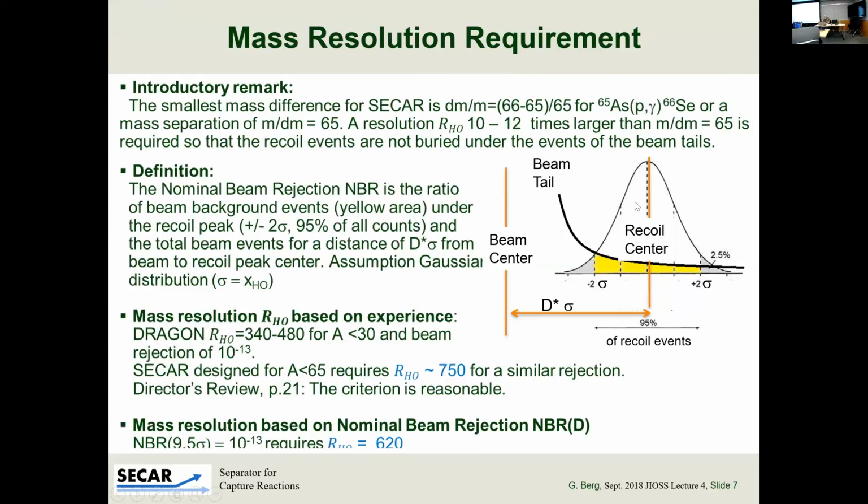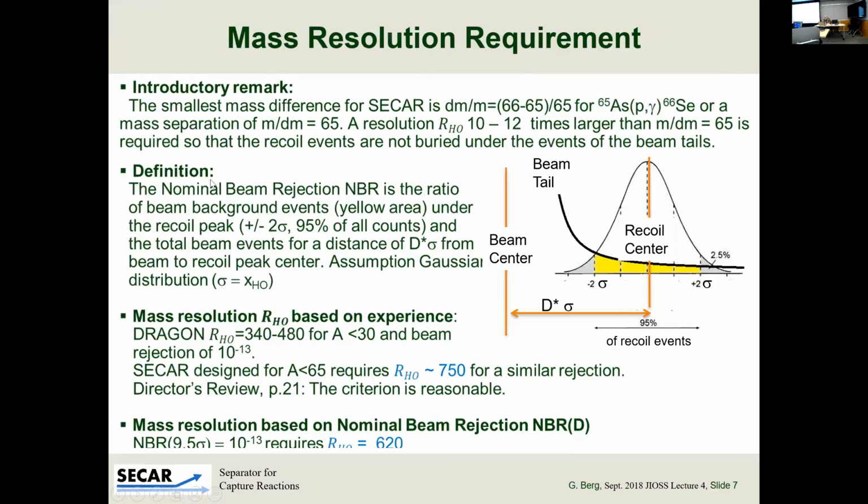So that is the difference. If you have two equal beams and recoils would be the same, the separation would not require much more than 65 and maybe twice of that, but it's not enough because you bury the tiny recoil. I made this drawing here: here's a huge beam peak separated by d over sigma from the recoil, and you see here there's a tail.